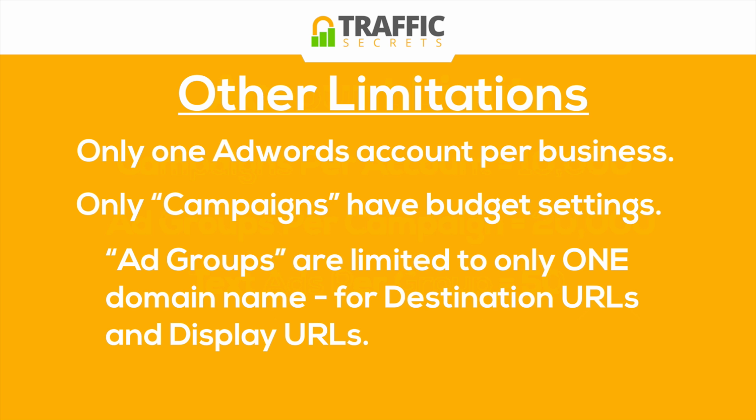Now, ad groups have a limitation that you need to know about. By the way, there are some other limitations and settings, but we're just going to cover these for now, and we'll get to the other ones later. Ad groups are limited to only one domain name for destination URLs and display URLs. So in an ad group, whether you're targeting one keyword or a bunch of keywords and you're running ads to that group, you can only have one domain name that shows up in the ad itself. And then when people click on the ad, you must send them to the same domain name.